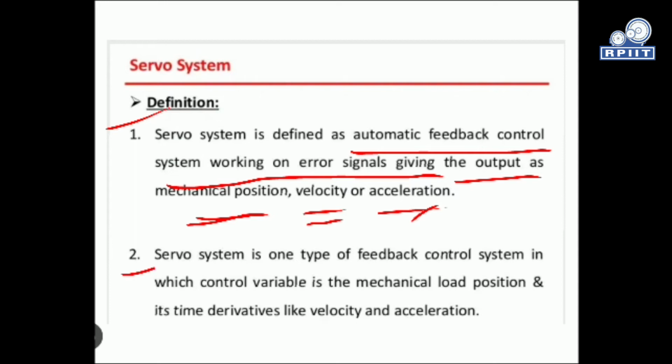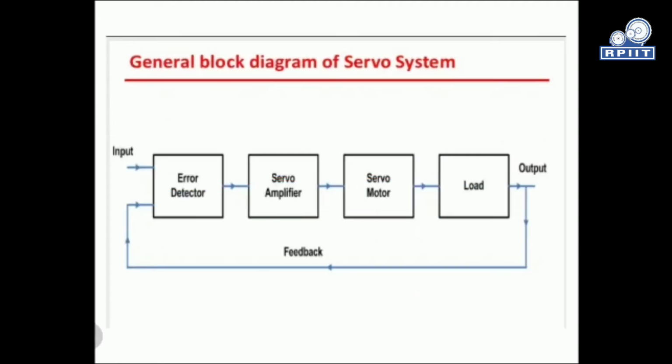The servo system is one type of feedback control system in which the control variable is the mechanical load position and its time derivatives, like velocity and acceleration. These are the two components we consider as control variables in a feedback control system like the servo system. So here is the block diagram for the servo system.